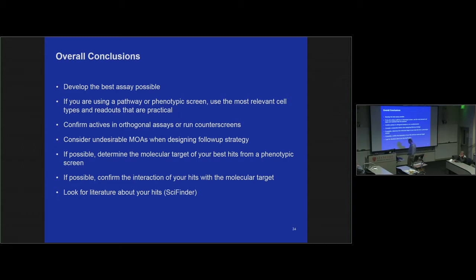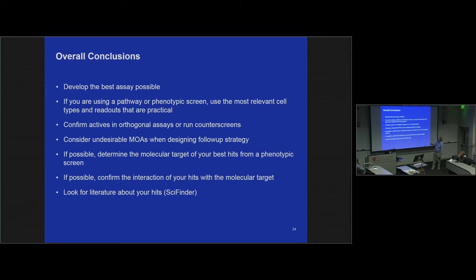Okay, so let's see, I just jumped, no, there we go. You know, they're fairly straightforward things. Best assay that you can develop. It's worth the time and the effort not to rush into screening. Screening is expensive. It's going to use most of a year's worth of Spark funding, so you're not going to do it multiple times. It's worth the effort to really come up with the best assay you can.